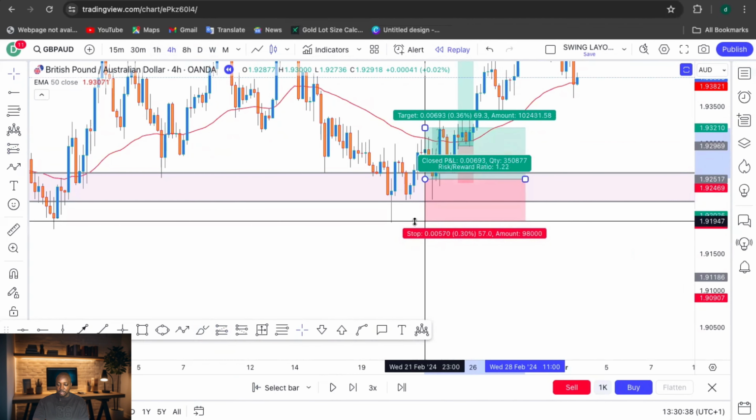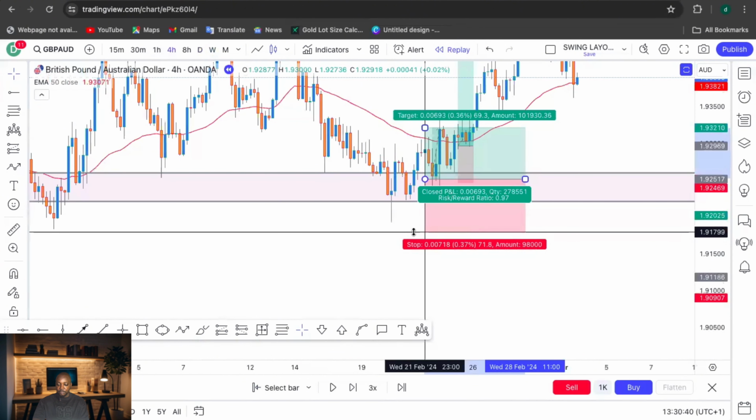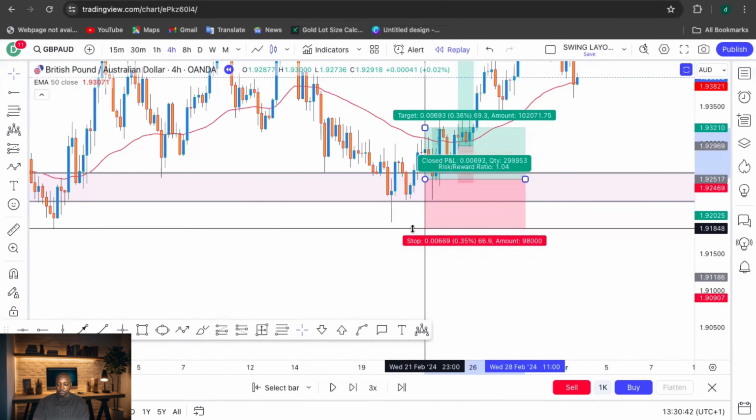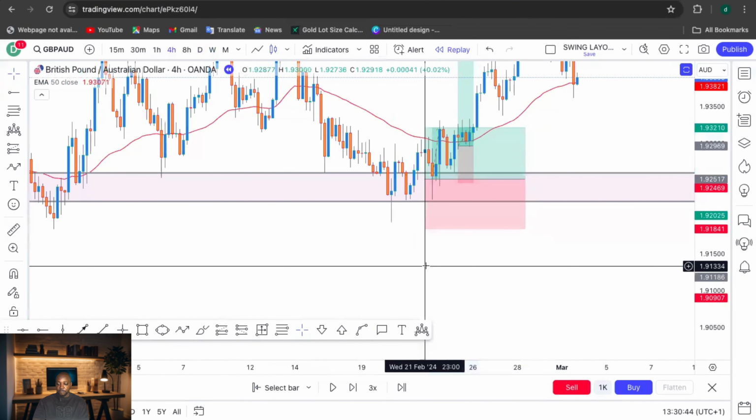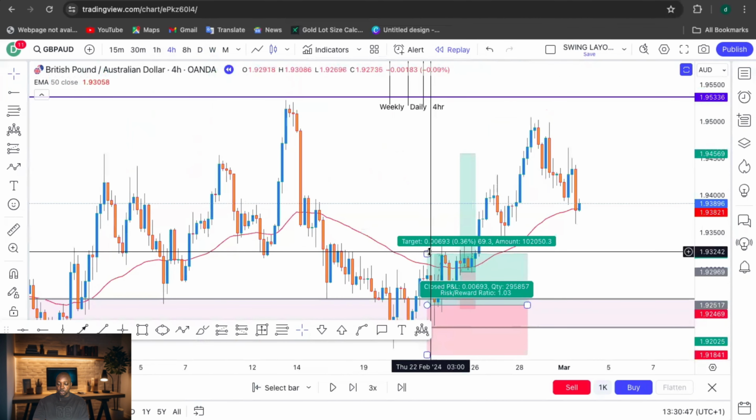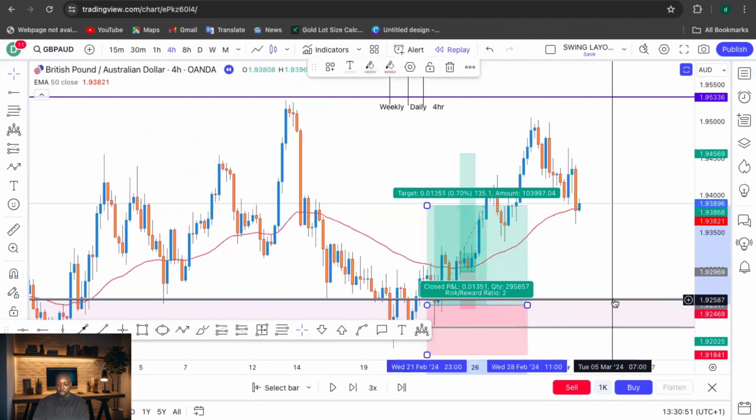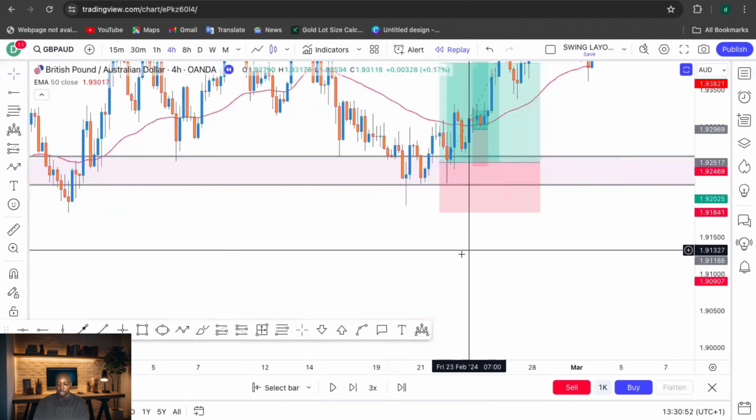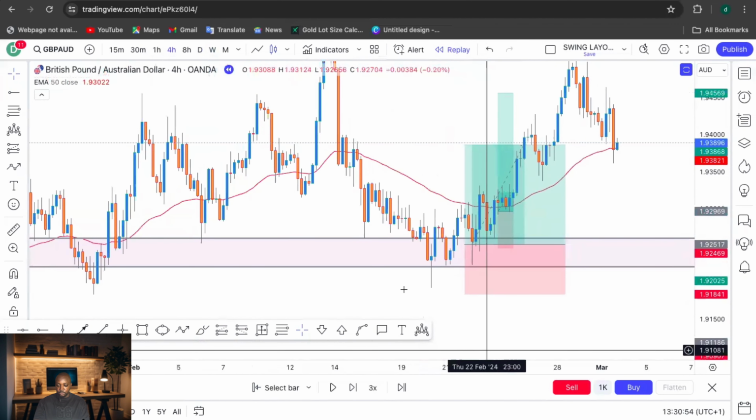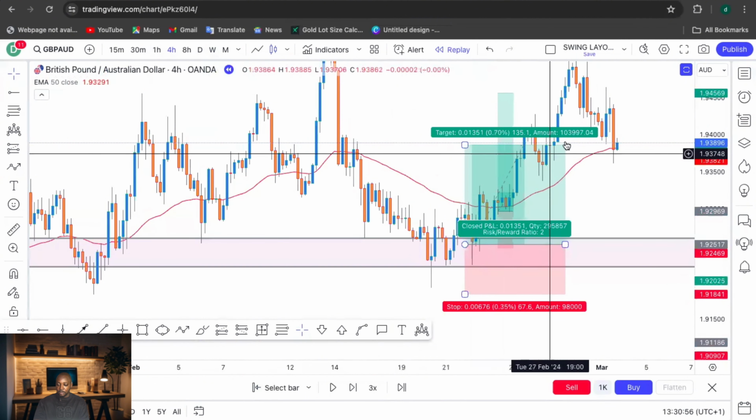This is 67 pips, target 221. And look at that, boom.